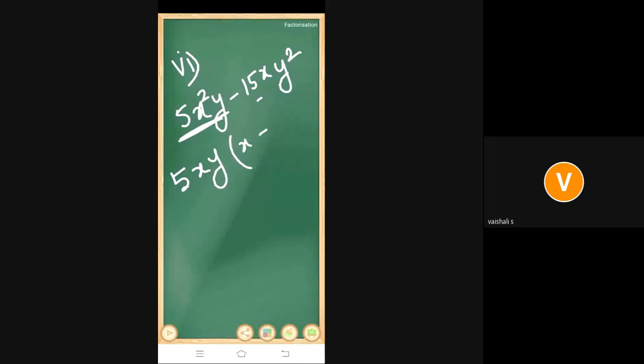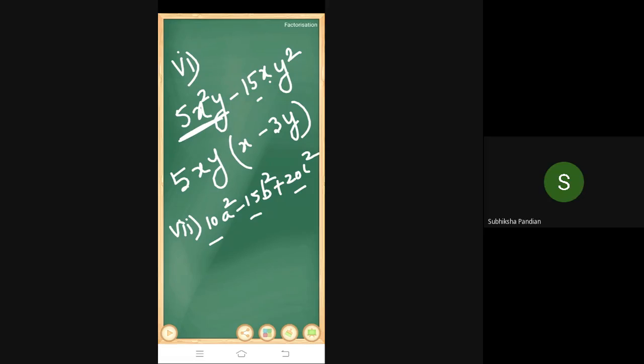Minus 15. 15 how many times in the table? 3 times. And x went out. In y square, 1y went out, so 1y will be lying inside. So 5xy into x minus 3y. This 10, 15, 20, which table? 10, 15 and 20, all the numbers will come in which table? Five, ma'am.